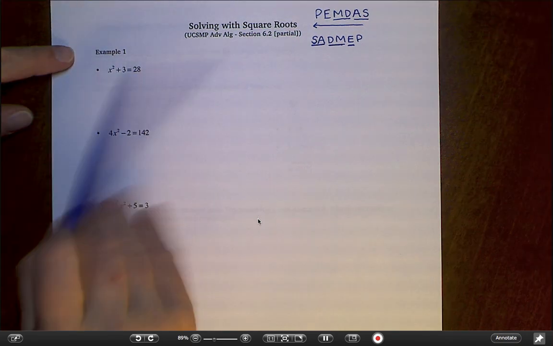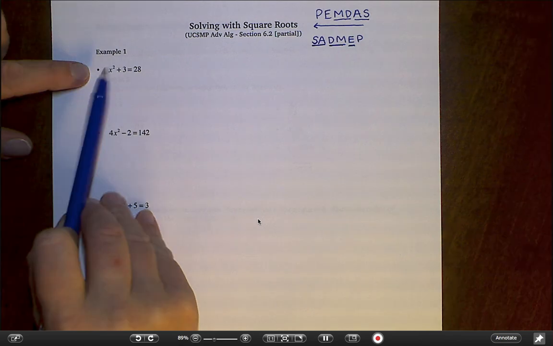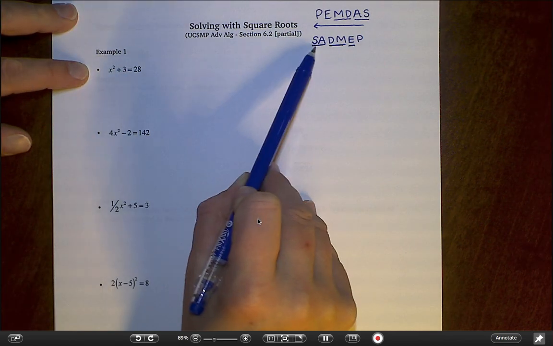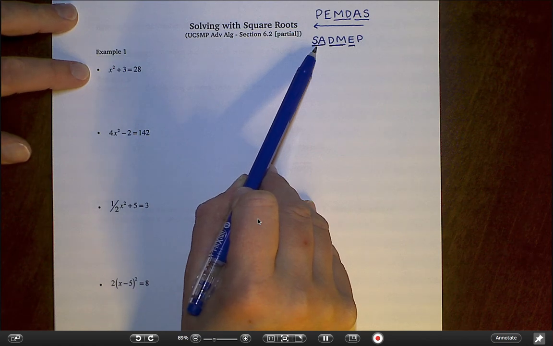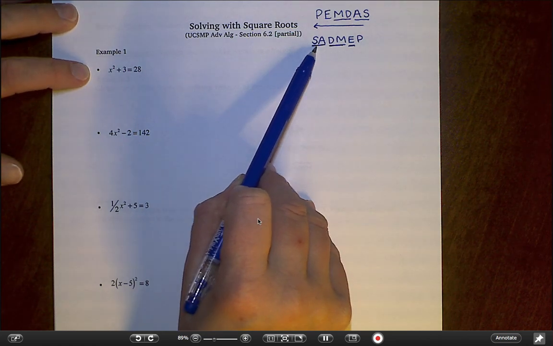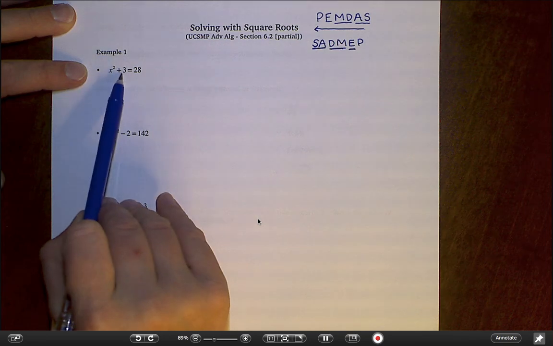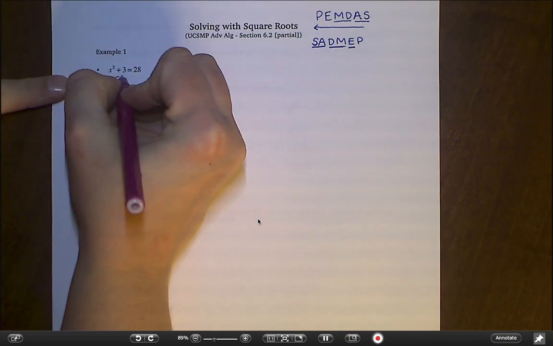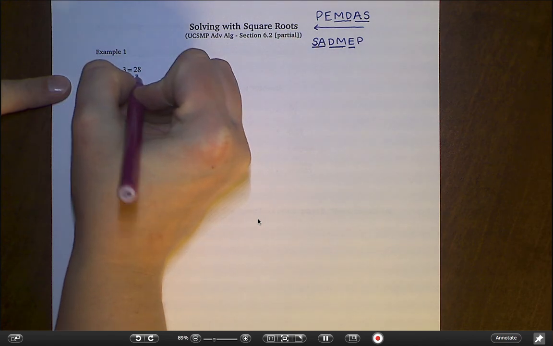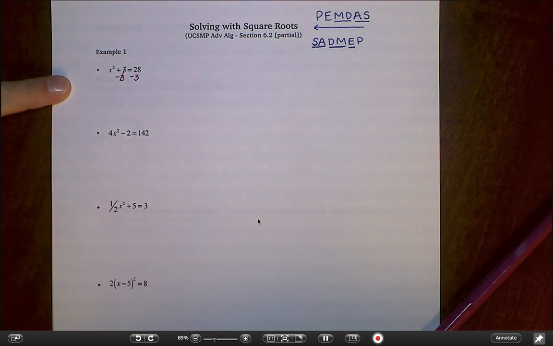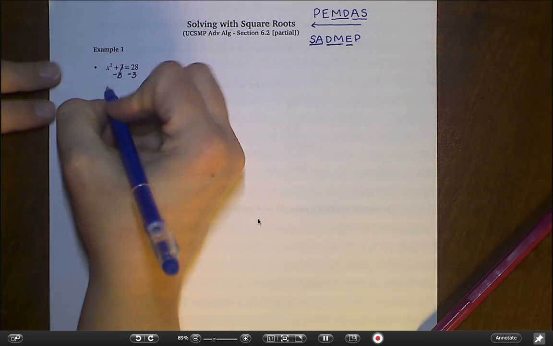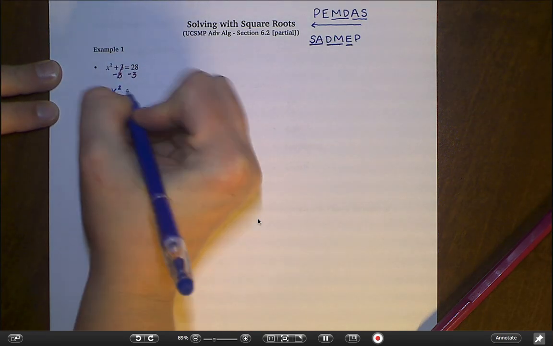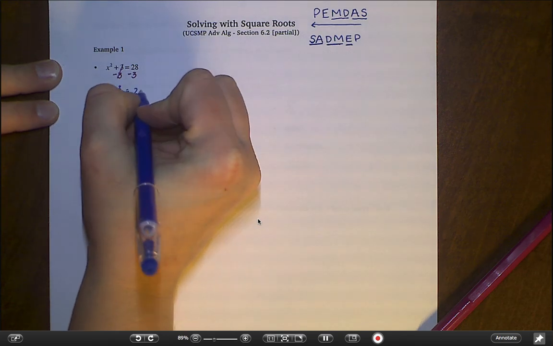So just to illustrate that point, when I look at this problem here, I've got a square to deal with and I've got a plus 3 to deal with. You always want to take care of the addition and subtraction first, meaning you want to get rid of it first. So where I see a plus 3, I want to subtract 3 on each side. That step probably isn't rocket science for you, but knowing to do that first is going to be important. And then 28 minus 3 is 25.